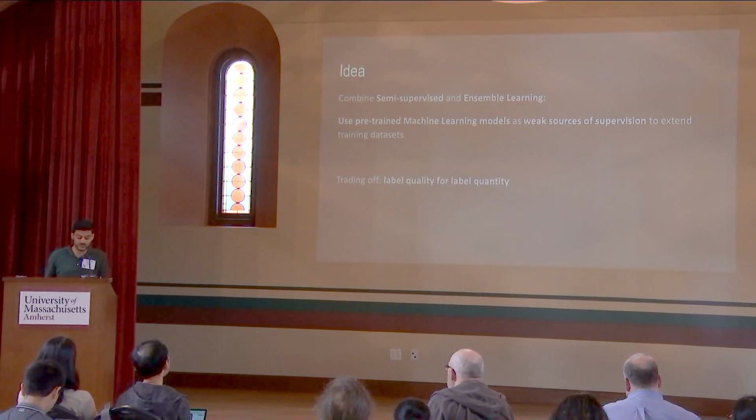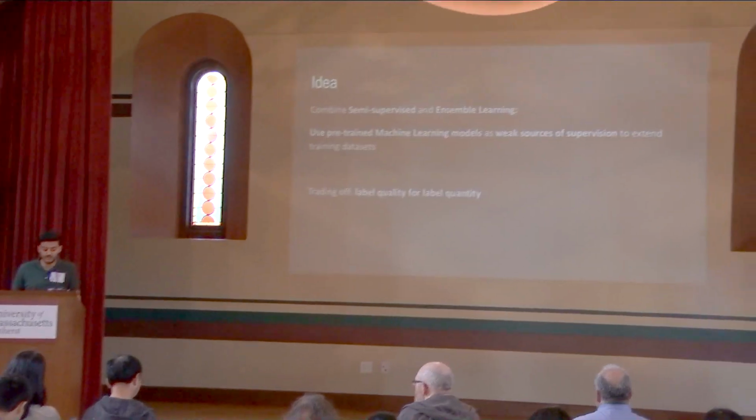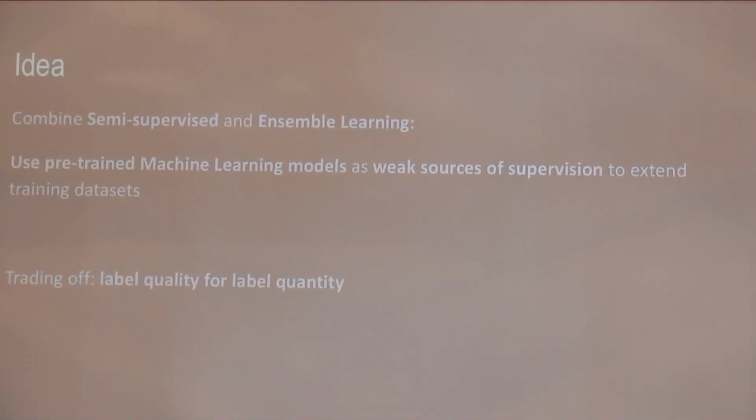What's the main idea about tackling this problem? The main idea is to combine semi-supervised and ensemble learning using weak supervision. Basically, we use pre-trained machine learning models as weak sources of supervision to extend training data sets. Effectively, we're trading off label quality to gather more quantity of labels.